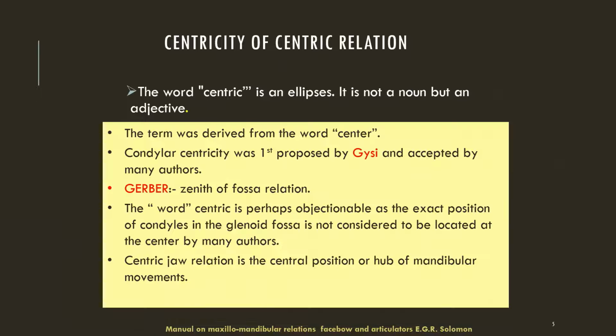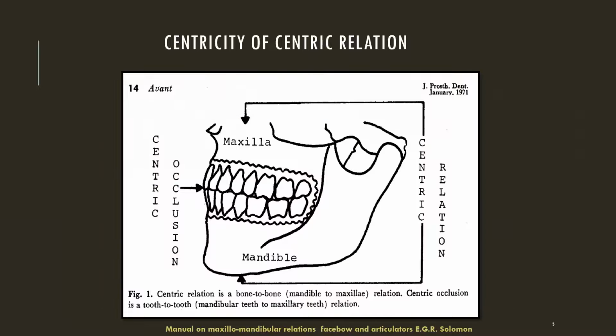Coming to the centricity of centric relation, it was first proposed by Gysi and then accepted by many authors. However, the word centric is perhaps objectionable as the condyles do not lie exactly in the center of the glenoid fossa as proposed by many authors. The centric jaw relation is the central position of the hub of the mandibular movements.